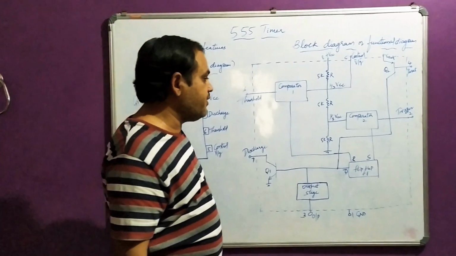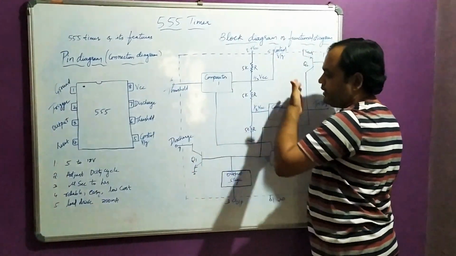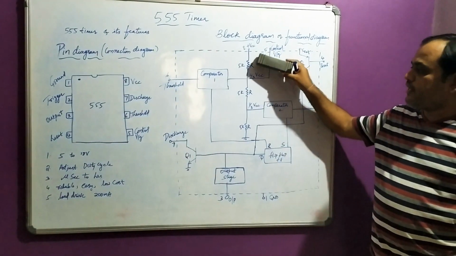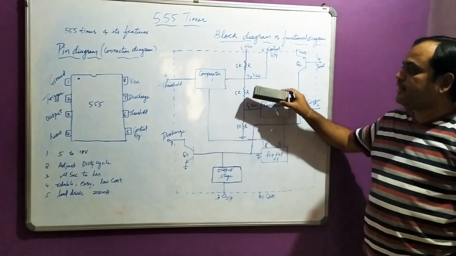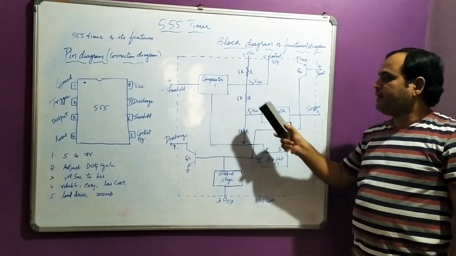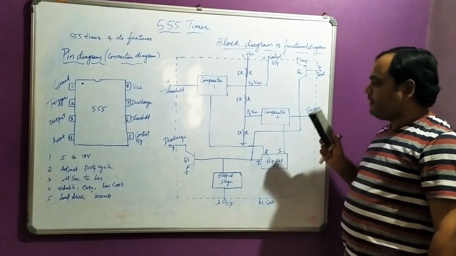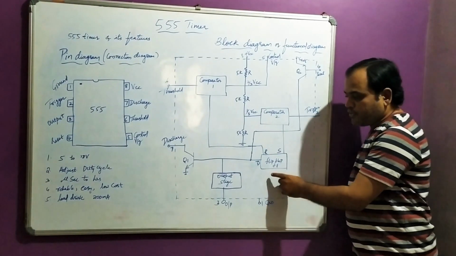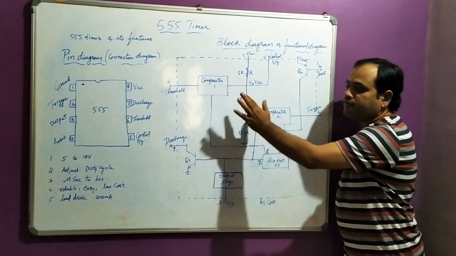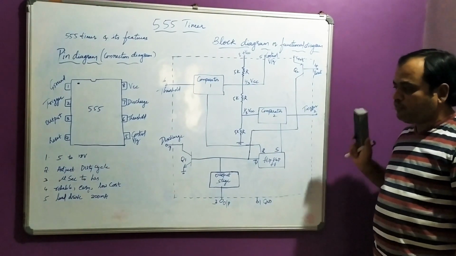When you come to the block diagram or functional diagram of the 555 timer, all the parts are elaborated with internal structure, which consists of three 5 kilo ohm resistors connected in the form of a potential divider, and two comparators, comparator 1 and comparator 2, connected to pin number 6 and trigger pin 2. There is one set-reset flip-flop, which performs the control operation of the output from the threshold voltage or triggering point.